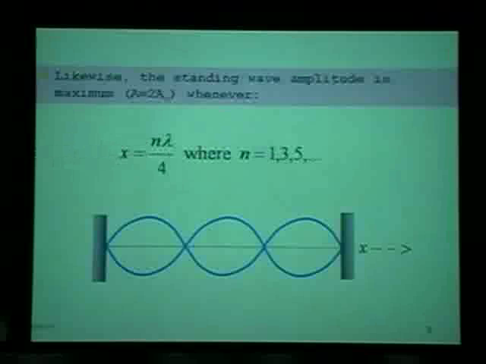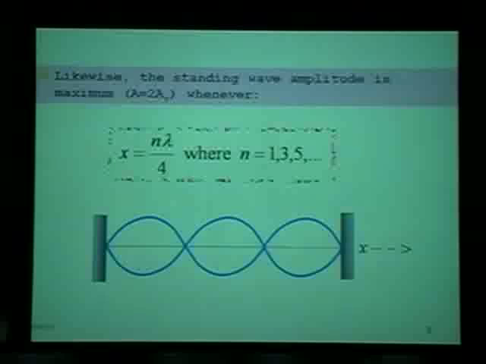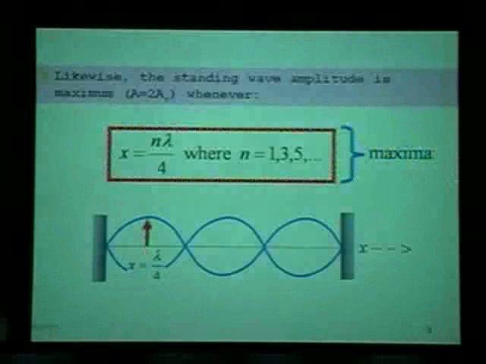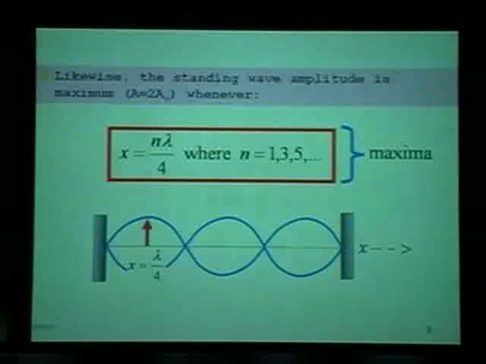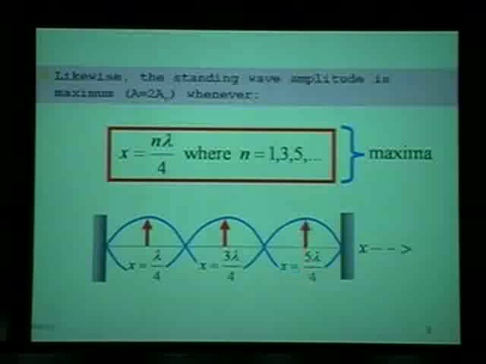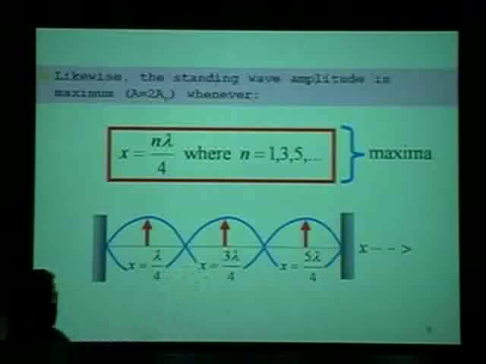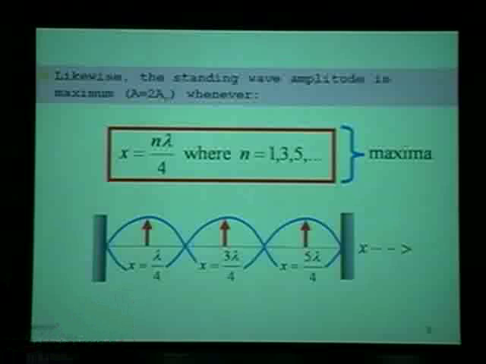And we'll have a maximum whenever x is equal to an integral number of quarter wavelengths, where n is equal to 1, 3, 5, 7, odd integers. So we'll have a maximum at x equal lambda over 4, x equal 3 lambda over 4, x equal 5 lambda over 4. The distance between two successive maximum positions is actually a half wavelength as well.